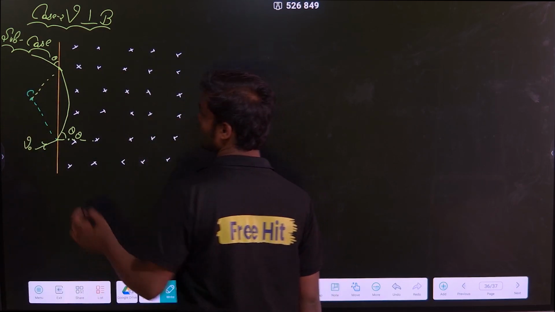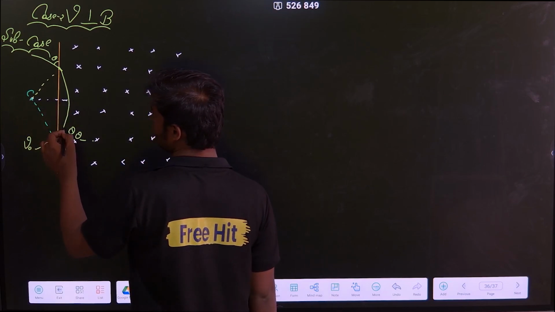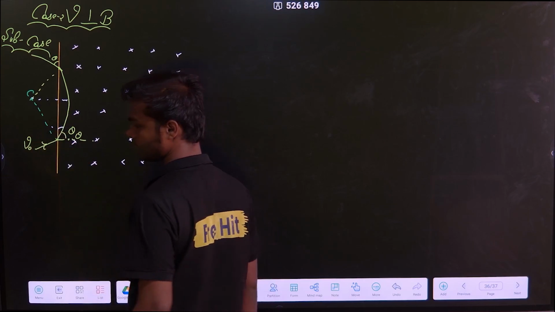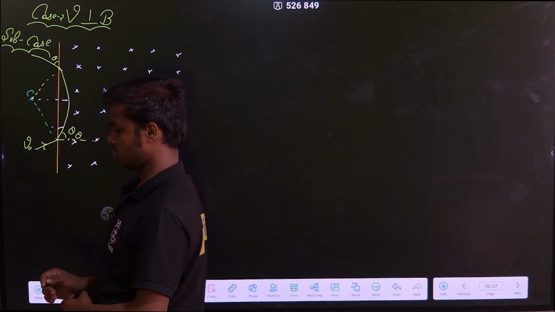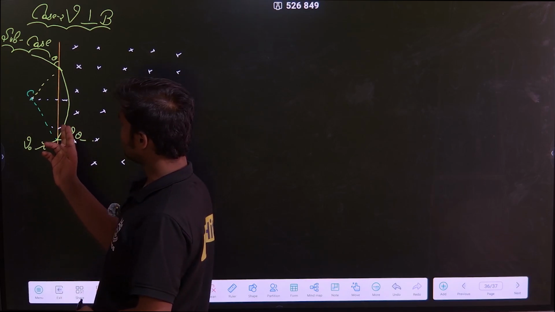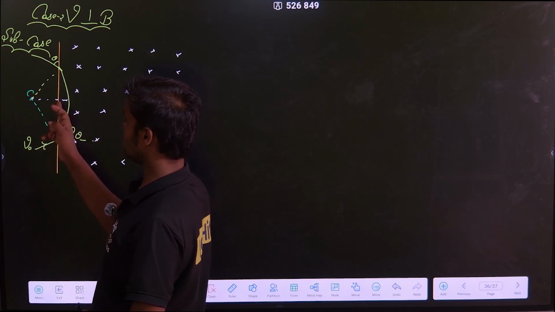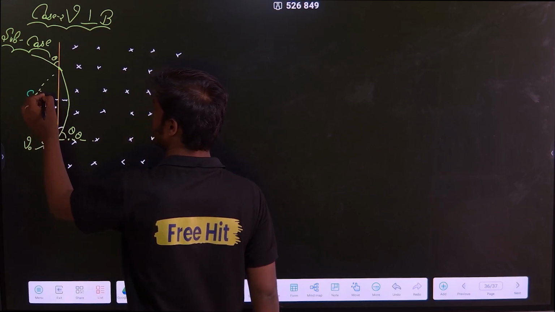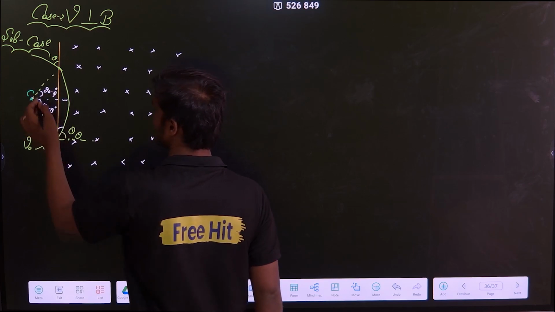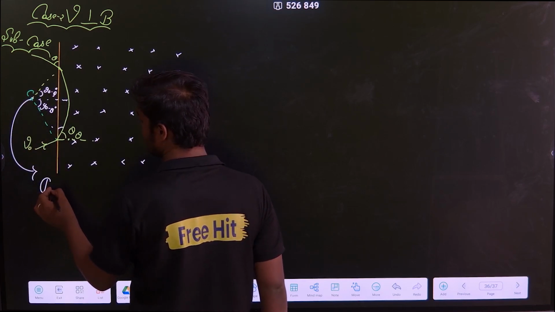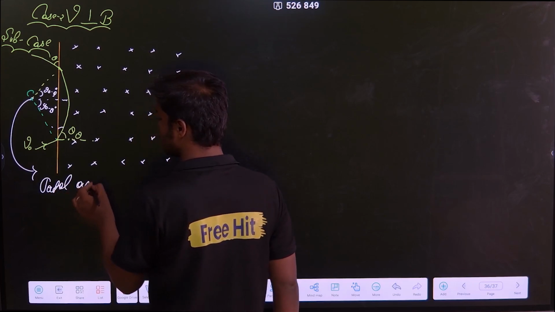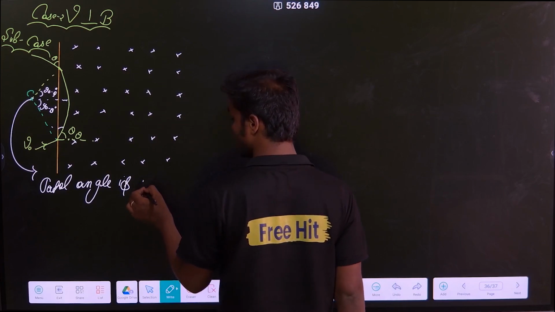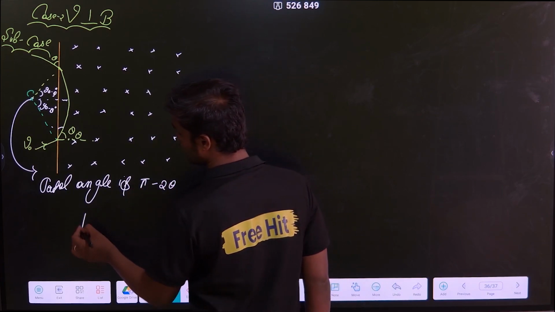Now you tell me, this is theta, so this will be 90 minus theta, because the total angle is 90. Again this is theta, so this is 90 minus theta, and this is also 90 minus theta. So what is the total angle? The total angle is pi minus 2 theta.